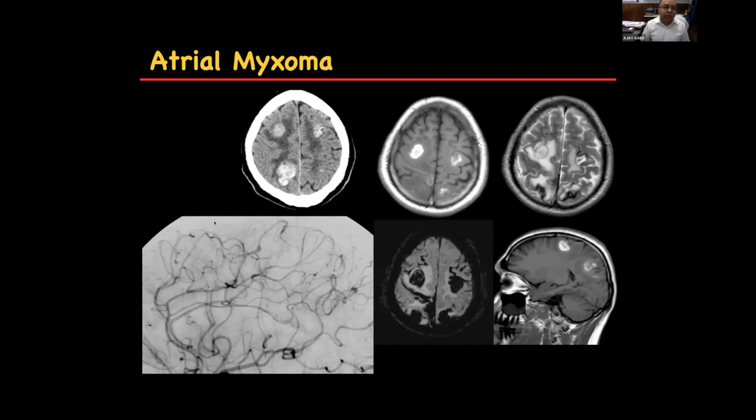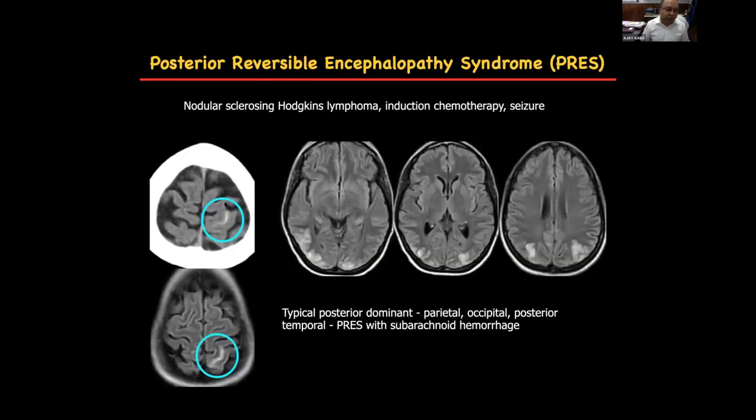This is an example of posterior reversible encephalopathy syndrome, where you will see changes which are limited to the occipital region and frontal region, mainly in the watershed areas, plus you can have sulcal hyperdensity suggestive of SAH.